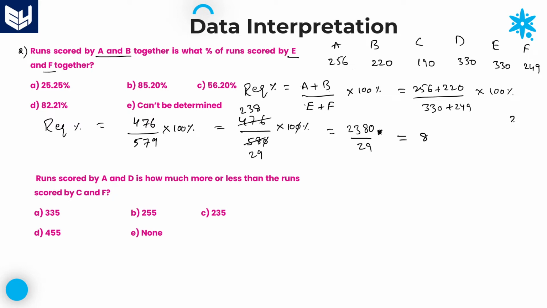Here 29 tens are 290, minus 29 twos are 58. Just subtract these two: 232, right? So 8 times is 232. Still 6 is left over.